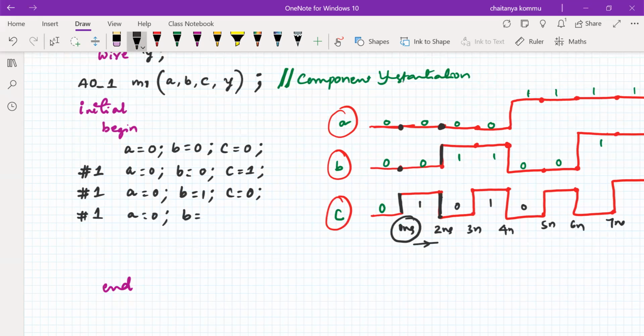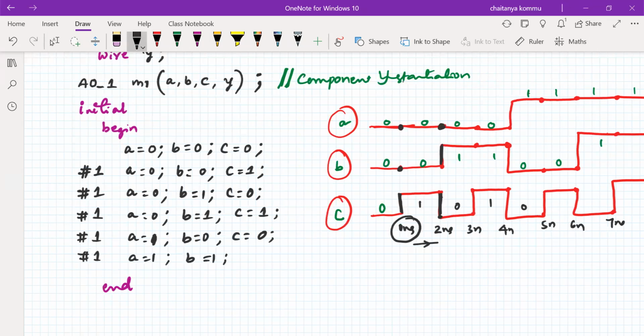Okay. At 3 nanoseconds, what is happening for B? B remains 1, but C becomes 1. At another 1 nanosecond, A is equal to 1, B is equal to 0, C is equal to 0. Another 1 nanosecond, A is equal to 1, B is equal to 0, C becomes 1. So you can see carefully from that waveform.